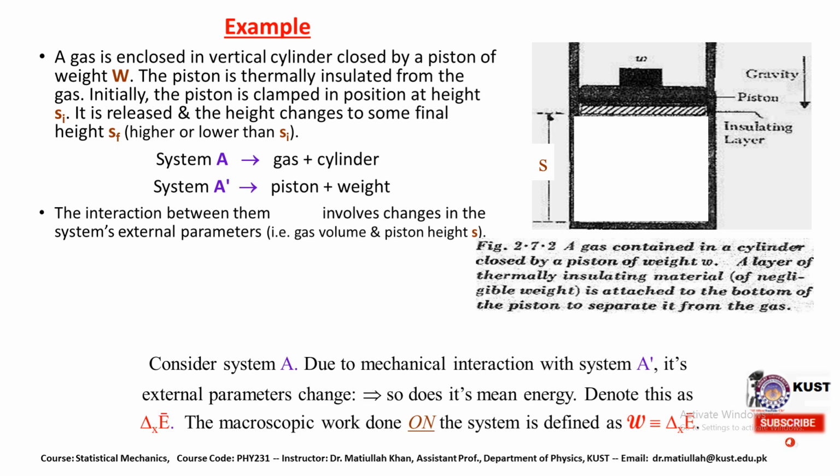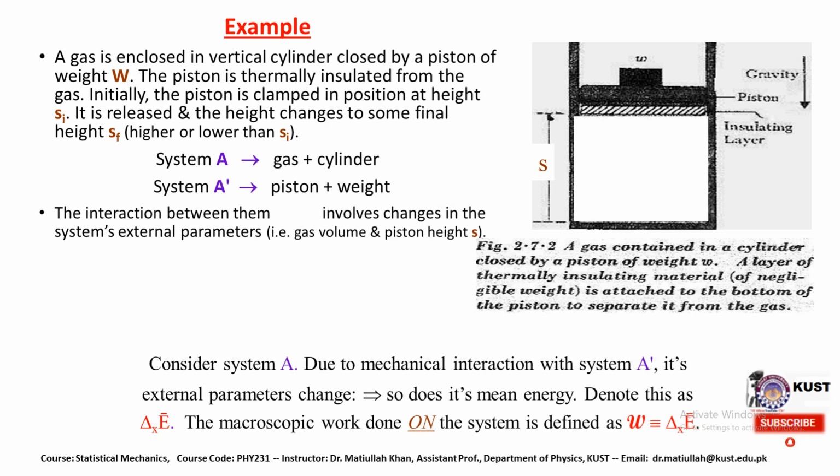We have a simple example where gas is enclosed in a vertical cylinder by a piston, and the pressure is reduced or increased, and as a result work is done. So we have a system A, that is the gas plus cylinder, and another system that is the piston plus vat. Both systems are interacting with each other, and due to this interaction the energy level of the system changes, work is done, and we can calculate the magnitude of work done. So we consider these systems, due to mechanical interaction with system A dash, when its external parameter changes.